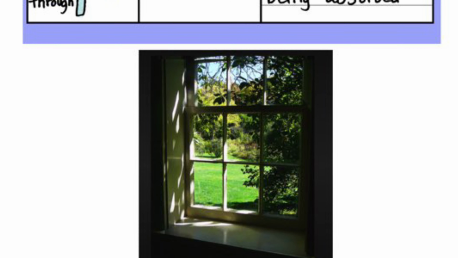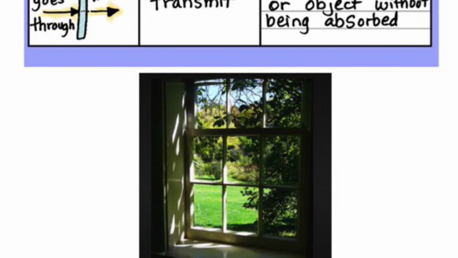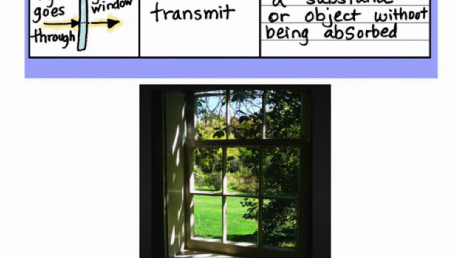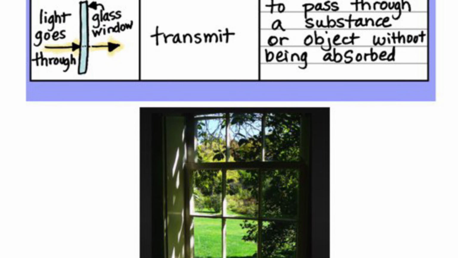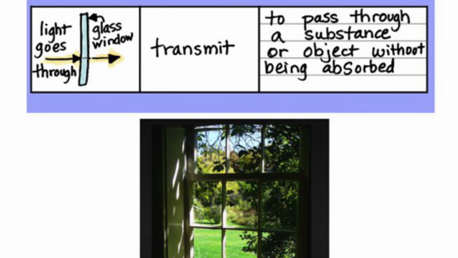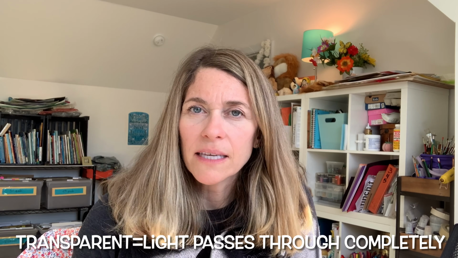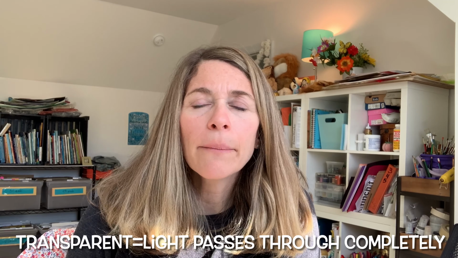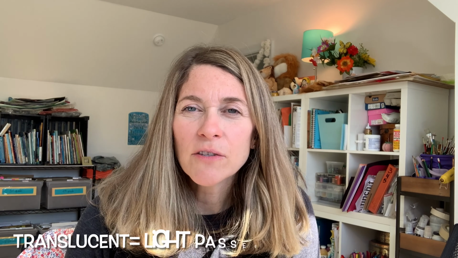Another way that matter influences the way light travels is that it can transmit light. So in this example, this window is allowing light to come through or be transmitted through glass. Light can pass through some materials really easily, like plastic wrap and clear glass windows. That is called transparency. It passes through some materials just a little bit. That is called translucency, or translucent.